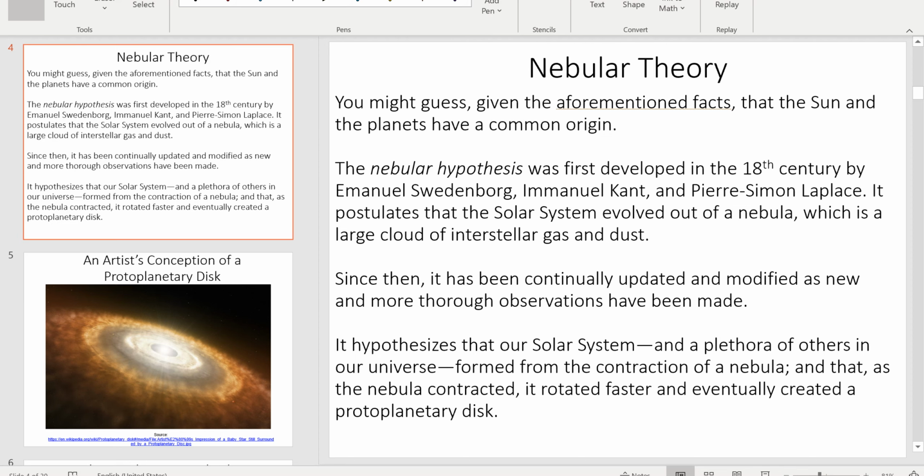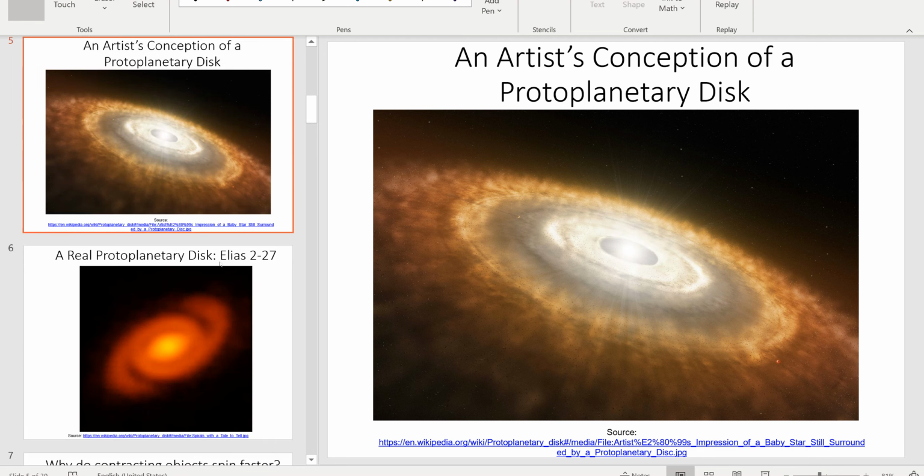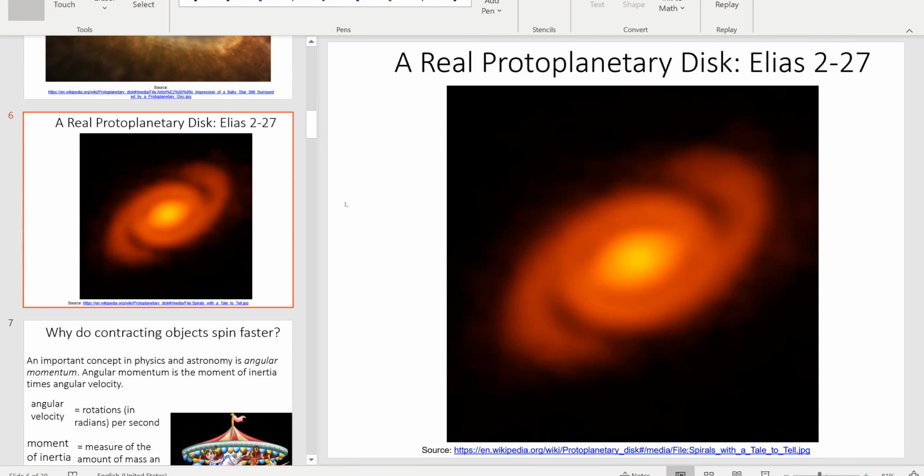This is a protoplanetary disk as conceived by an artist. The level of detail here is too great to be a real picture, but this is a real protoplanetary disk. And this is ultimately how we validate our nebular theory. We compare the stages that we would predict for solar system formation to actual examples that we can find in the universe.